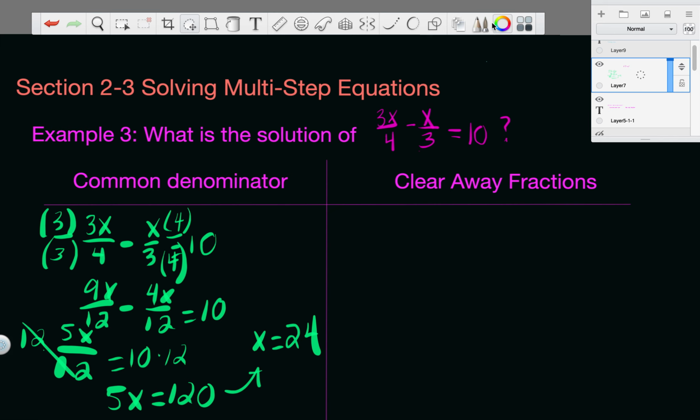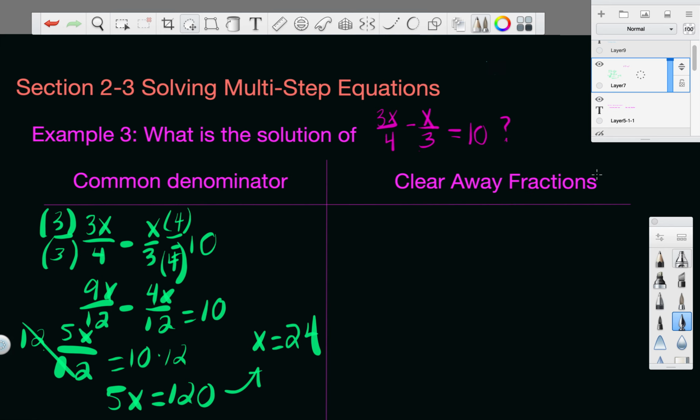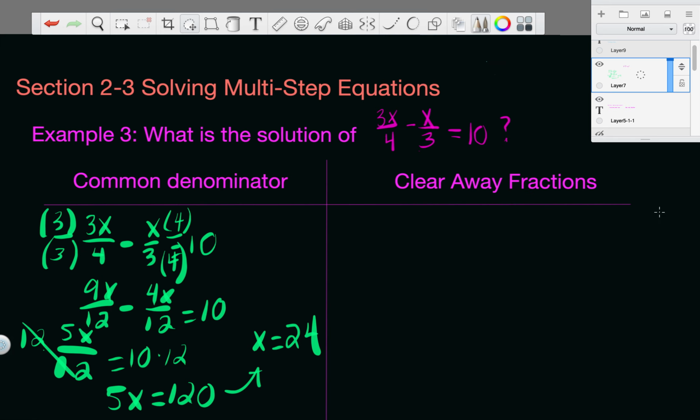The next way to do this problem, and obviously we should be getting the same answer if it's the same problem, so that's another way that we're going to be checking ourselves, is we're going to be doing this problem two different ways, is to clear away all of the fractions. All right? So the way that we're going to clear away all of the fractions is going to be to multiply everything by the common denominator. Now, we already decided that the common denominator over here was 12. So what we want to do is take our original equation and we want to multiply every single thing by 12.